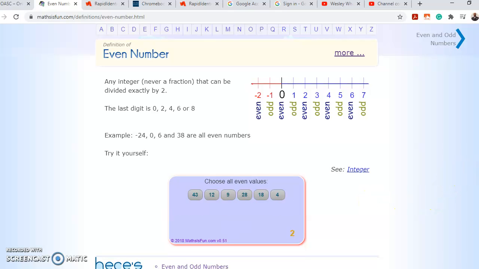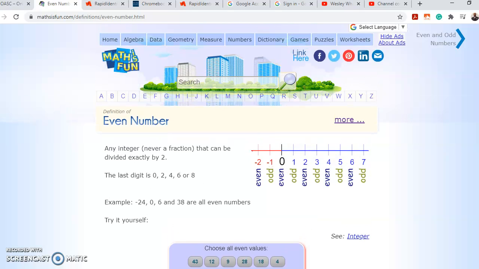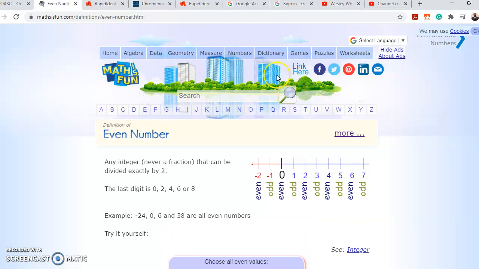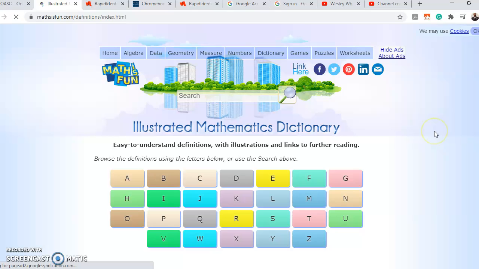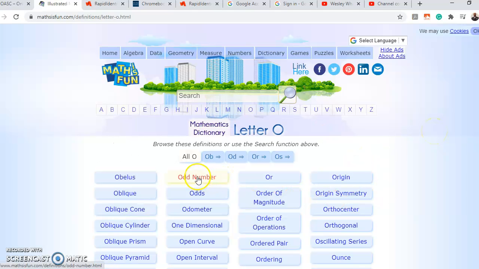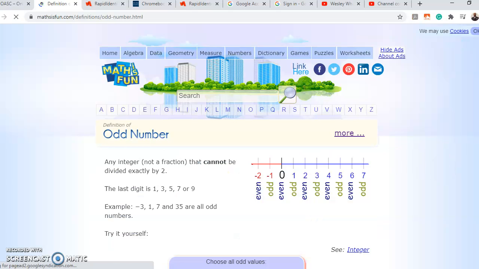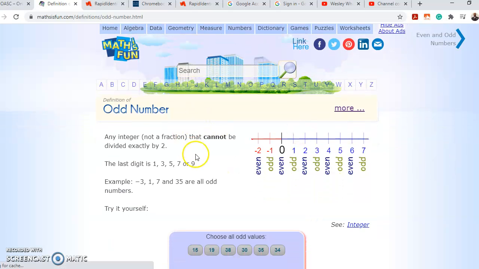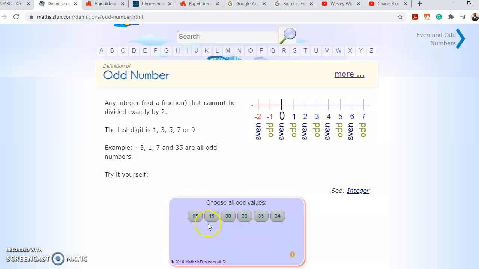Okay. The other term I saw up there was odd. I want to know what an odd number is if I don't know what it means. So I click the letter O. Here's odd number. I once again get a definition. I get a graphic look of what it means, and then I have a chance to test my knowledge on the odd numbers. Here I go getting the odd numbers. Again, so far, so good.